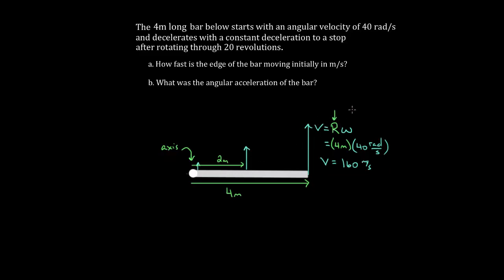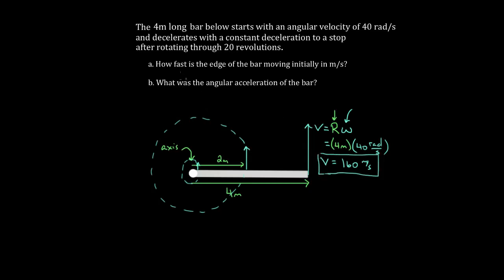All these points have the same angular velocity. They're all rotating with the same number of radians per second, but the actual distance of the circle they're traveling through is different, which makes all of their speeds different. So that answers part A. We've got how fast in meters per second. It was going 160 meters per second.